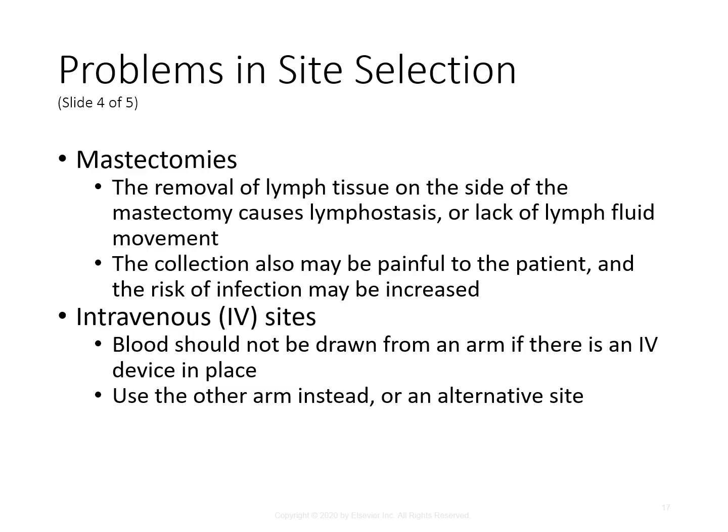If there are no other sites available, blood should be drawn from a site distal, so farther away from the IV. And generally, you're going to go below the IV as well. So if somebody has an IV in the middle of their arm, sometimes you can go in their hand. That would be distal from it if you had to use the same side.